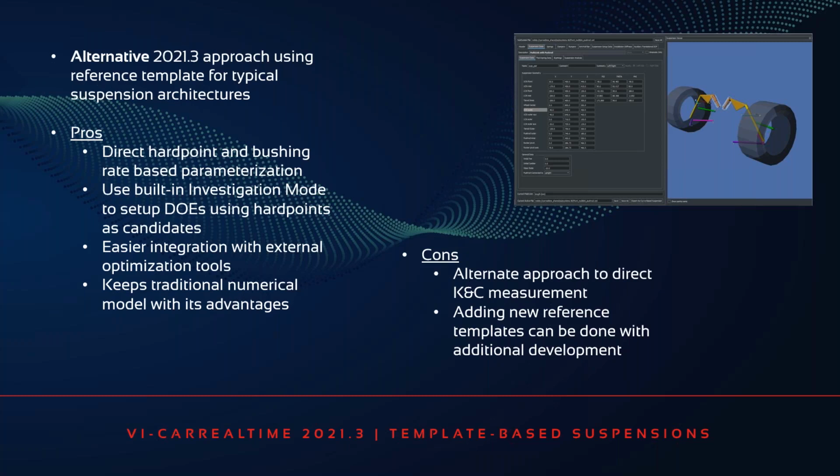The downside of this approach, if there's any, is it's an alternate approach to direct KNC measurements. So if you've directly measured KNC data, you would probably still rely on the traditional approach. And adding new reference templates, so that if the architecture of the suspension changes, takes a little bit of additional development, just like it always has in Suspension Gen.